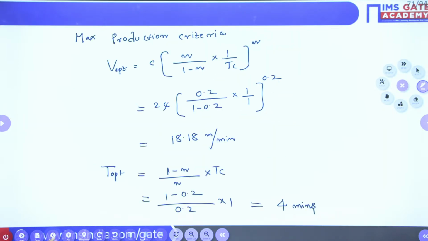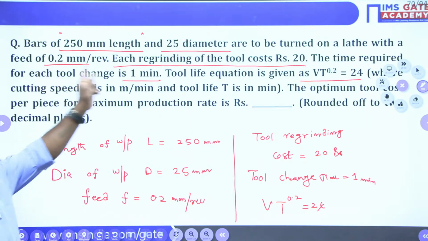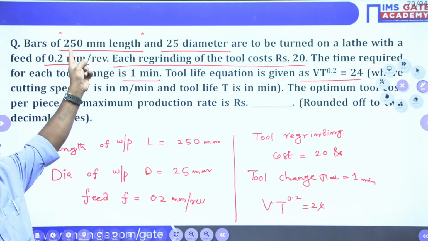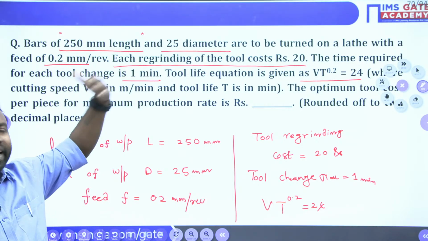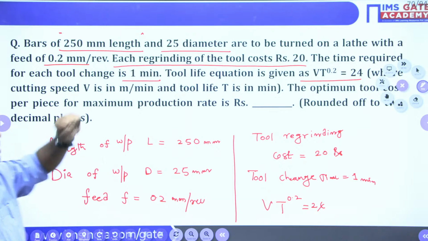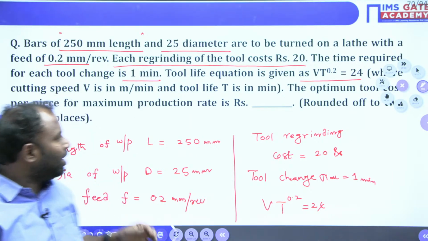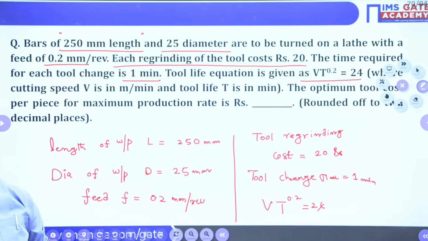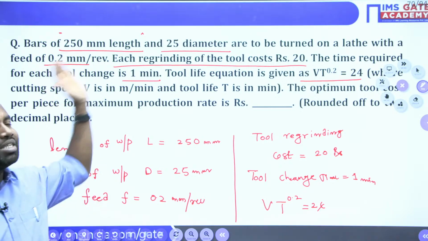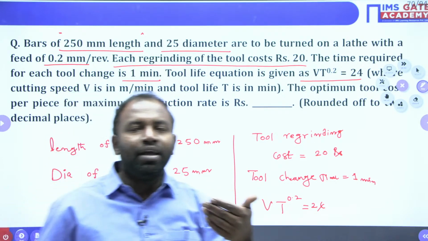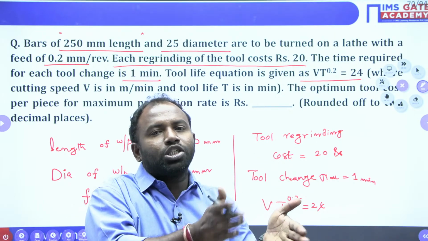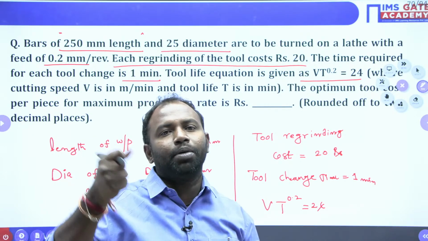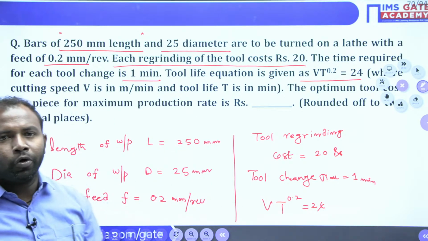Now let us go back to the question. Here a turning operation has been performed on a 250 mm length and 25 mm diameter workpiece, with the given feed rate. Regrinding the tool every time costs 20 rupees, and the tool change time is 1 minute. I just calculate, for doing this operation, how many tools are required and what the tool life is. For that, total machining time divided by tool life gives the total number of tools required. Total number of tools required times the regrinding cost for each tool gives the optimum tool cost for the operation. Clear, everybody? Hope you understand.